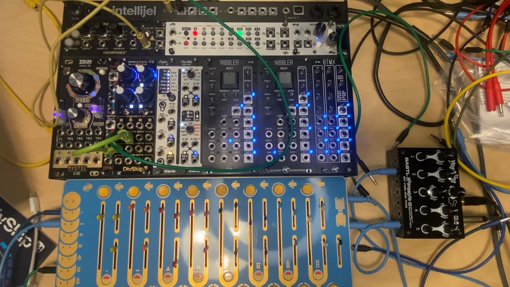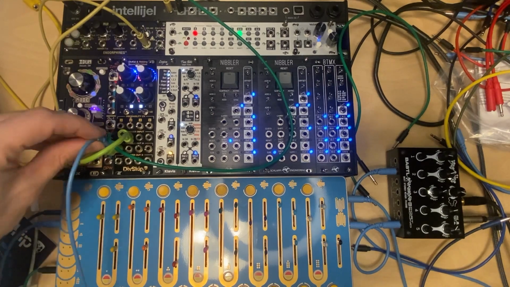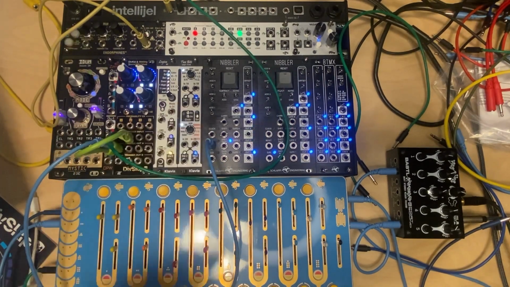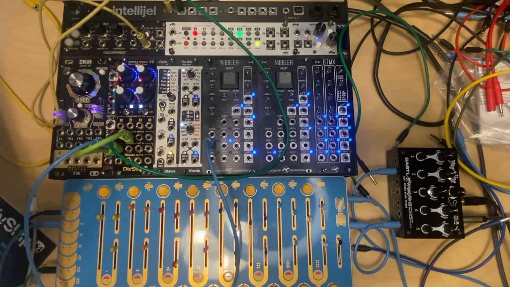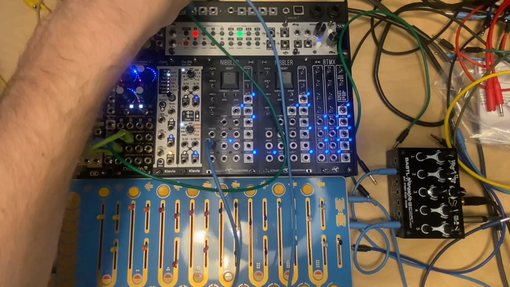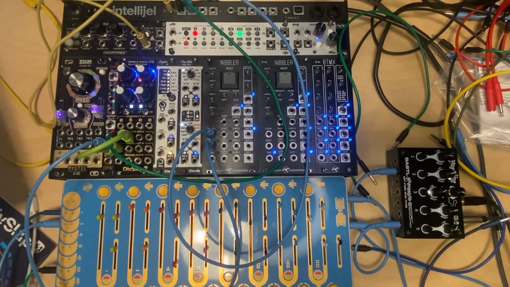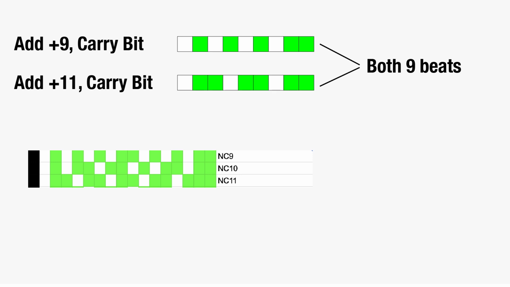So let's take the output of that divide by 9 clock, and I'll send that into the reset of the Nibbler, which will mean that it'll only play these first 9 notes of the pattern. And then I'll take the clock and send it into, well, you guessed it, the clock of Nibbler. Now, this will produce, remember, the inverted version of this pattern.